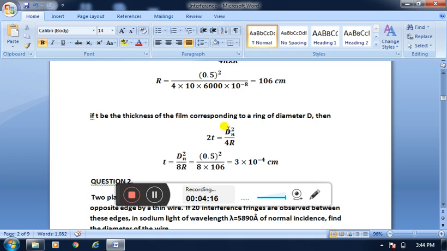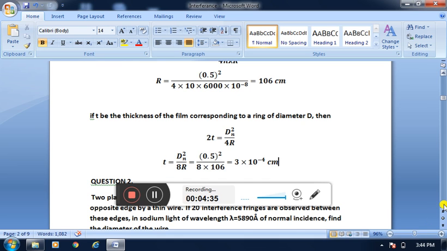How do we calculate the thickness of the film? We know twice t is equal to dn squared by 4R, so t is equal to dn squared by 8R. Here 0.5 squared, 8 multiplied by R, 10^6. We get 3 into 10 to the power minus 4 centimeters, the thickness of the film.